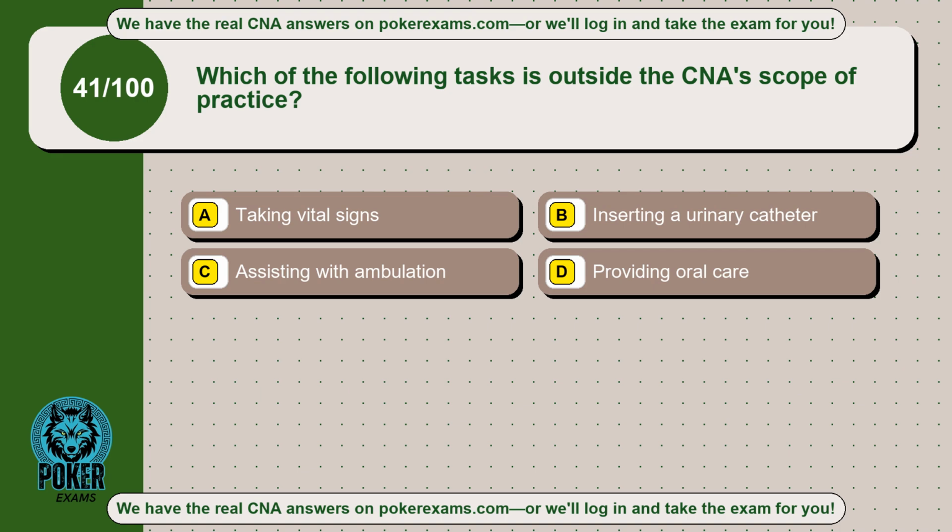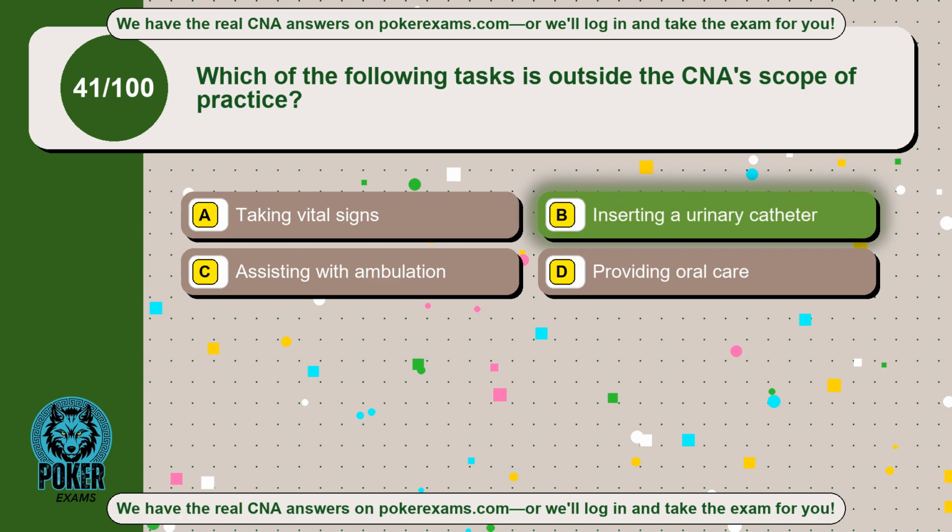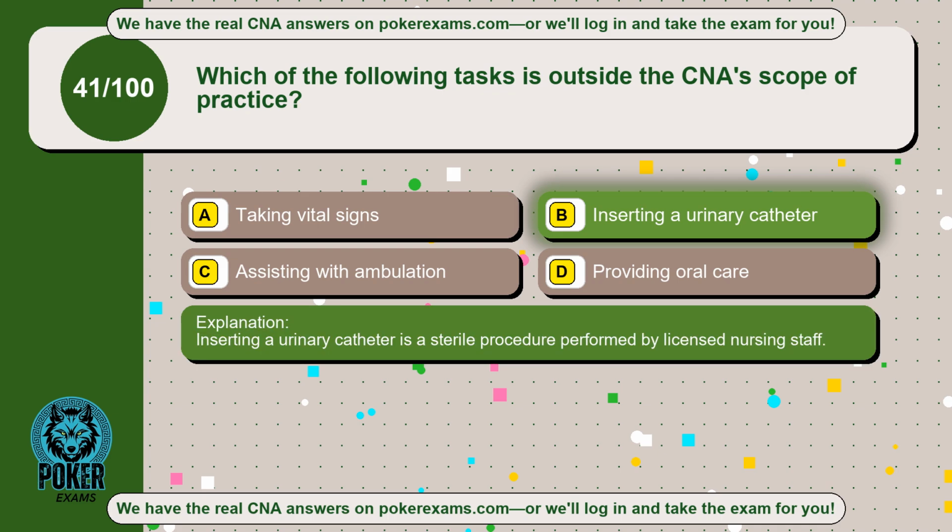Question 41. Which of the following tasks is outside the CNA's scope of practice? Option A, taking vital signs. Option B, inserting a urinary catheter. Option C, assisting with ambulation. Option D, providing oral care. The correct answer is option B, inserting a urinary catheter. Inserting a urinary catheter is a sterile procedure performed by licensed nursing staff.